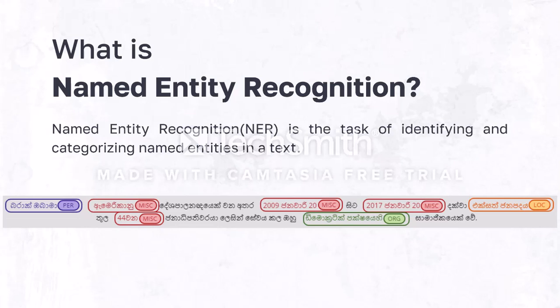Here we have an example that has labeled named entities by their categories. In this example, we can see named entities related to four categories. They are person, location, organization, and miscellaneous.